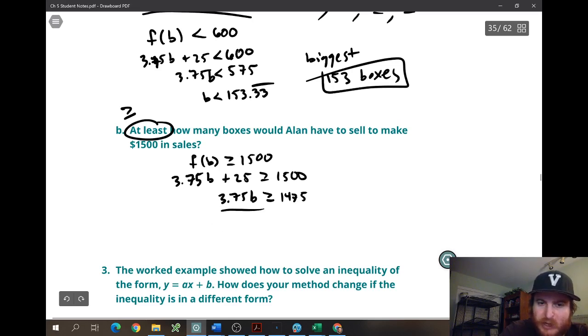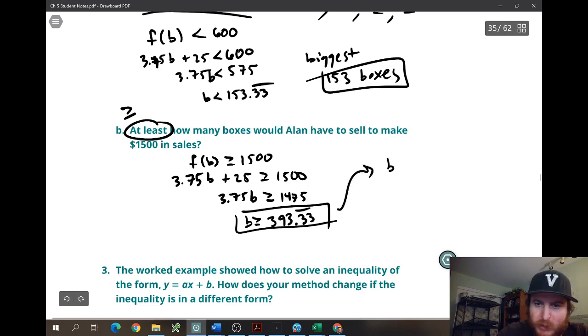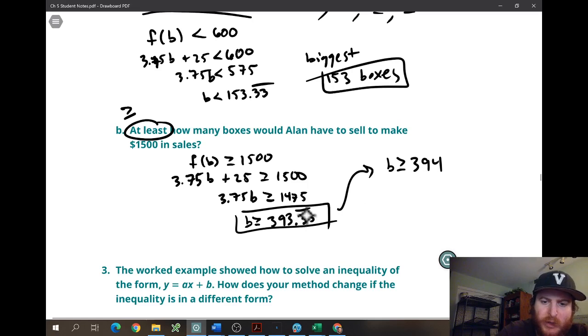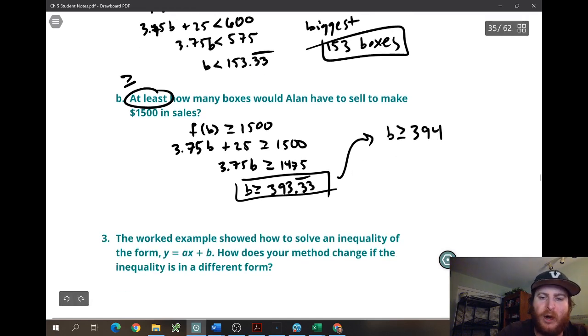Now we're going to divide both sides by 3.75, and that'll give us b, in this case, is greater than or equal to 393.3 repeating. And again, this is a perfect answer. If you box this on a test, I'd give you full credit. But if we wanted to say it in words, we would probably say he would have to sell at least 394 boxes, right? 393 wouldn't be enough. Even though the nearest whole number is 393, we have to round it up because he wants to make more than that.